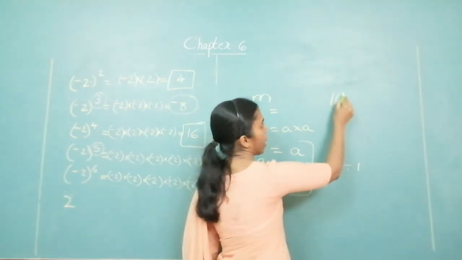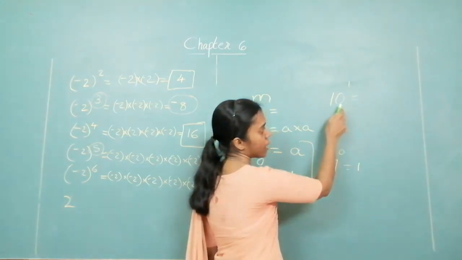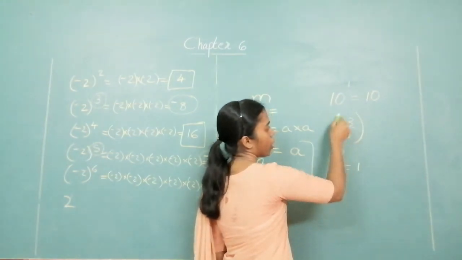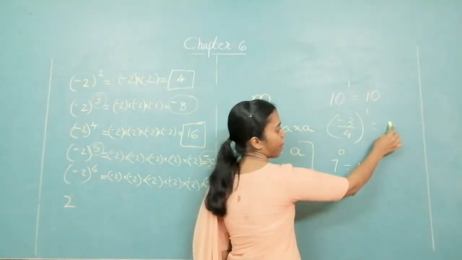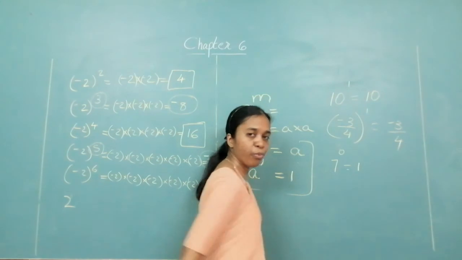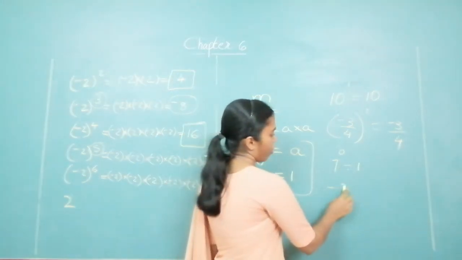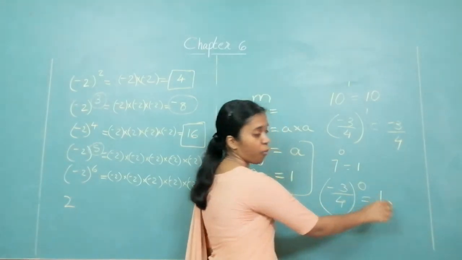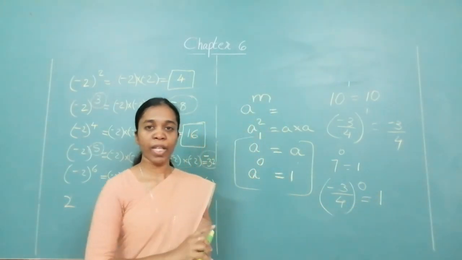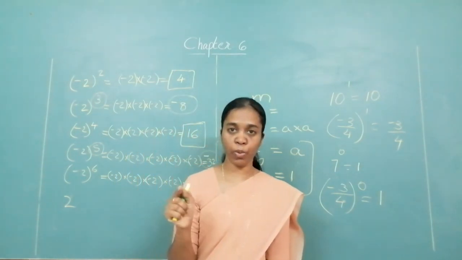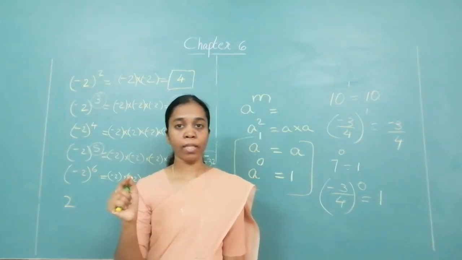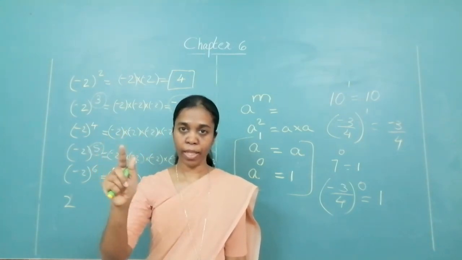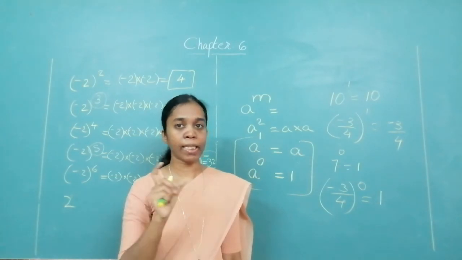Suppose I have 10 raised to 1. The answer is the base, that is 10. Suppose I have minus 3 upon 4 raised to 1. The answer is the base, that is minus 3 upon 4. Suppose I have minus 3 upon 4 raised to 0. Then the answer is 1. Please remember. If the index is 0, then the answer is 1. And if the index is 1, then the answer is the base itself.